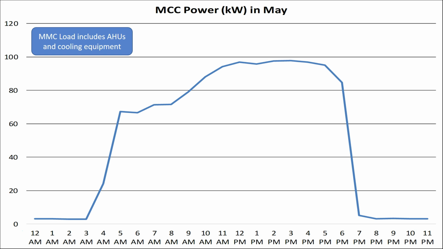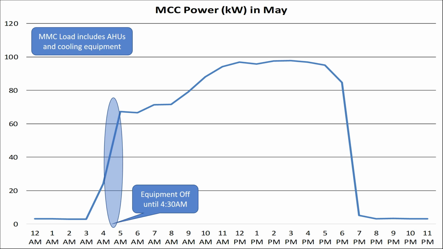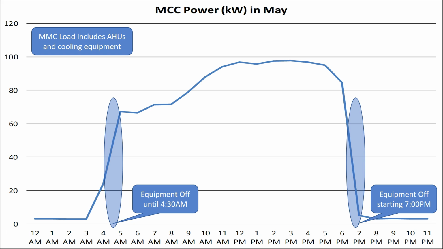As can be seen, the AHUs are on a schedule, turning on at 4:30 a.m. and turning off at 7 p.m. The facility staff was aware of the early equipment start time, but weren't sure if the time was optimal. The normal time during which staff arrived at the building was around 7:30 a.m.